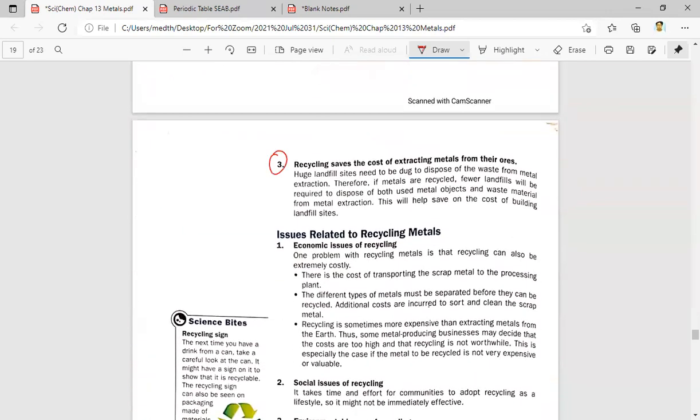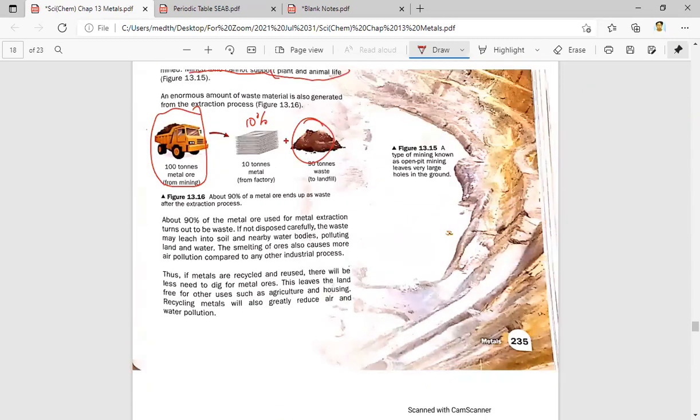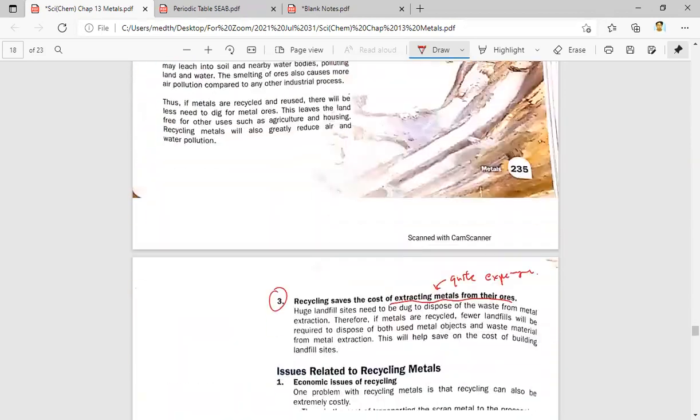And lastly, recycling saves the cost of extracting metals from their ore. Extracting metals from the ore can be quite expensive, especially if you are using electrolysis. So do take note of that. One, two, three. These are the advantages of recycling metals.